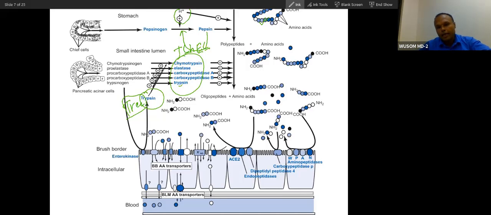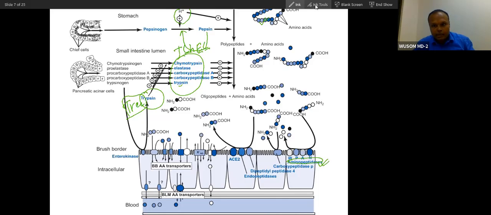After they are activated, they will divide this protein into further small peptides. And after that is done, what will happen? The dipeptides and very small peptones will be digested again by the brush border enzymes. One of these brush border enzymes, as I told you, is aminopeptidases. They are present in the intestinal epithelium, the brush border of the intestine.